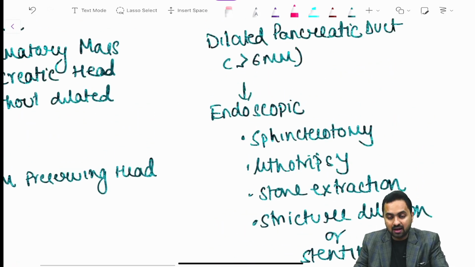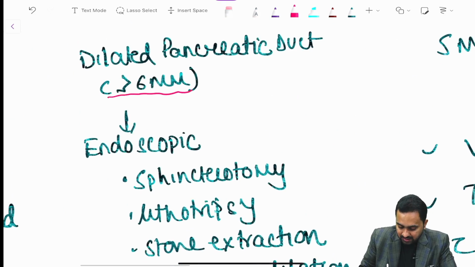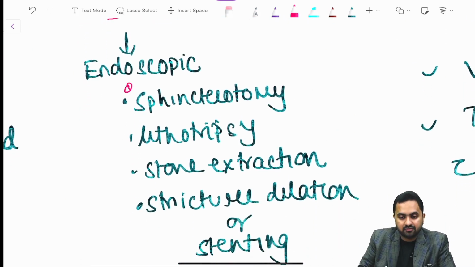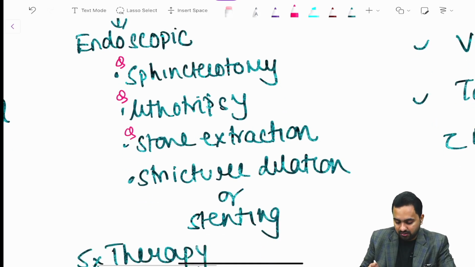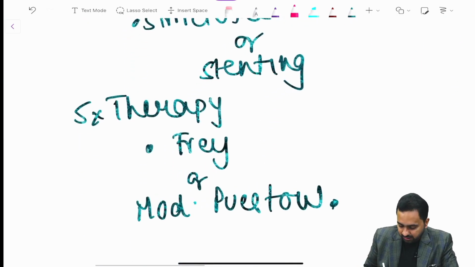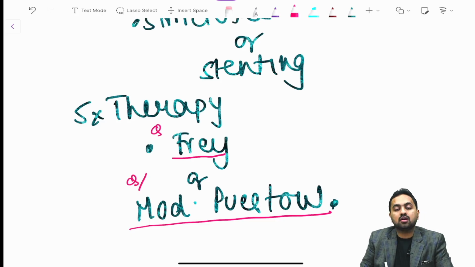Now if you have a dilated pancreatic duct of more than 6 mm, right, then endoscopic treatment would include sphincterotomy, lithotripsy, stone extraction and stricture dilation and stenting, and surgical therapy would include the Frey procedure or the modified Puestow procedure.